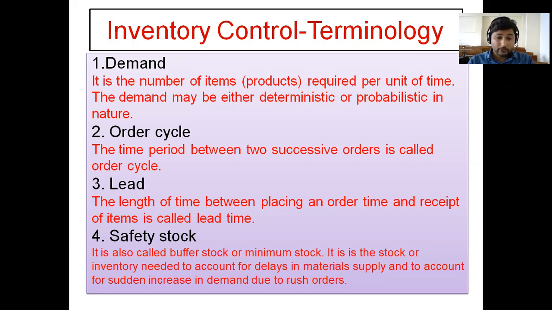Then the fourth one is safety stock. It is also called buffer stock, and it needs to be maintained to tackle market situations, such as fluctuation, or a problem related to the raw material, where the raw material is not available in the market but you want to produce the goods from it. In that case, the safety stock will be useful for the industry.